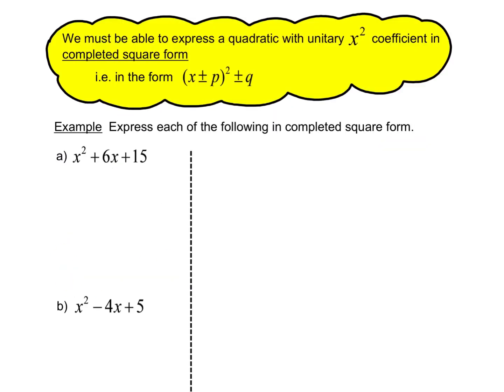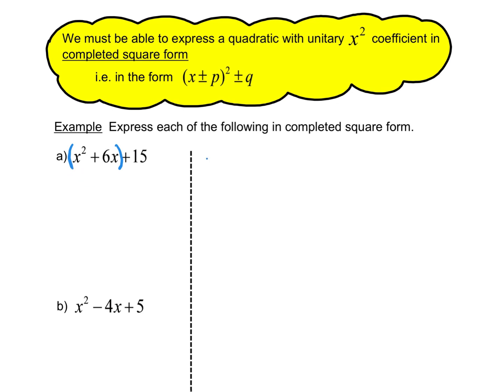So let's have a look now at how to do this. So we want to take something which is in this form here, and we want to put it into this form here. Now, to start off with, what I'm going to do is look at these first two terms, x squared plus 6x, and I'm going to just quickly put brackets around those. And at the moment, what's inside that bracket is not a square. But I could actually add something else in that bracket to turn this into a square. So let's have a look at how we do that.